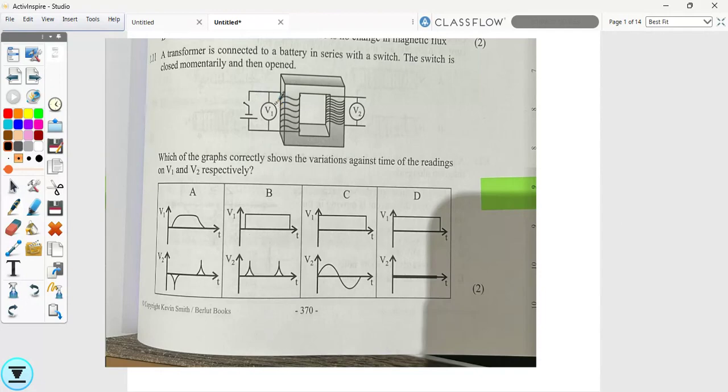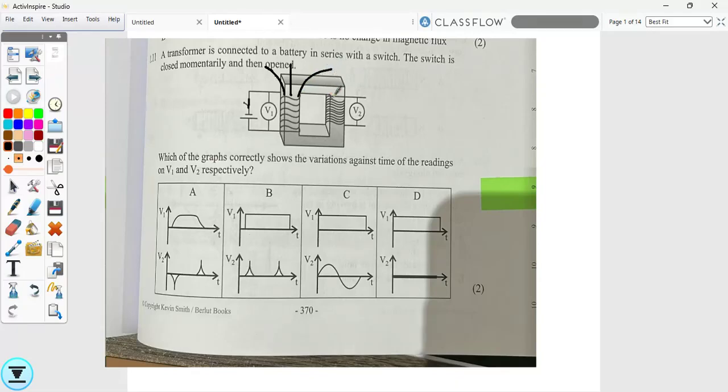Here is a primary, so it says the transformer is connected, the switch is closed momentarily and then opened. So they close it, and only for that split second while they're closing it, there's a magnetic field being created. The magnetic field forms, and this coil is in that magnetic field. So it will experience a change in magnetic flux, but only while these lines are being formed.